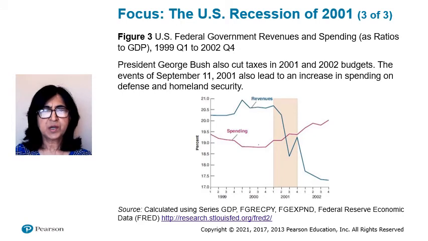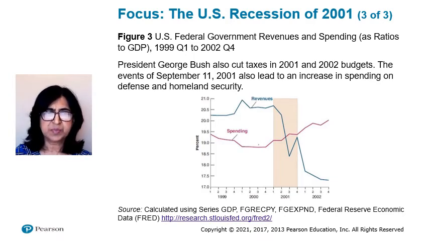Figure 3 shows US federal government revenues and spending as ratios to GDP from 1999 Q1 to 2002 Q4 as a result of the recession, events of September 11, 2001, and fiscal policy measures taken to deal with the recession. In addition to monetary policy measures taken by the Fed, President George Bush also cut taxes in 2001 and 2002 budgets. The events of September 11, 2001 also led to an increase in spending on defense and homeland security.